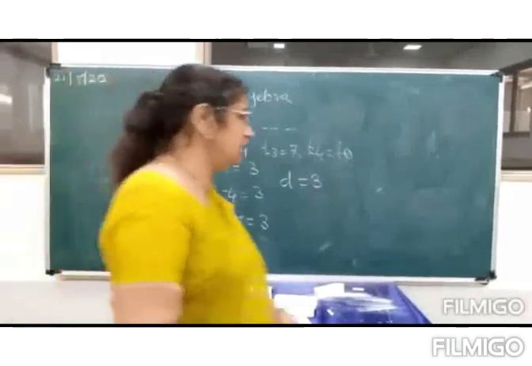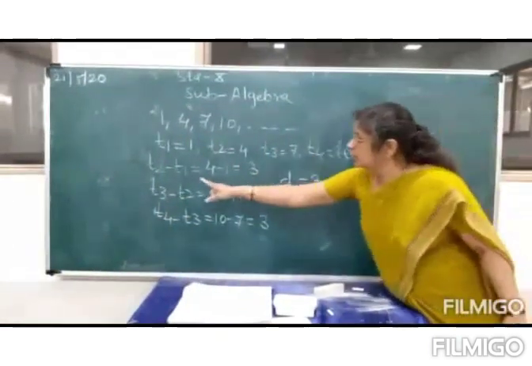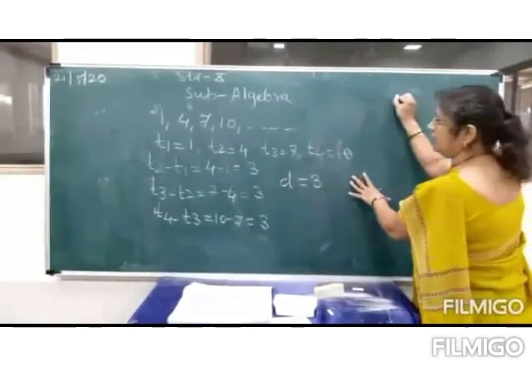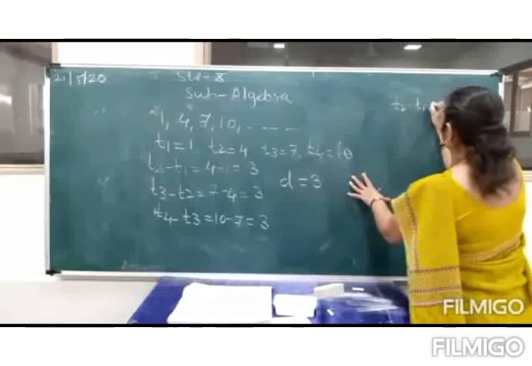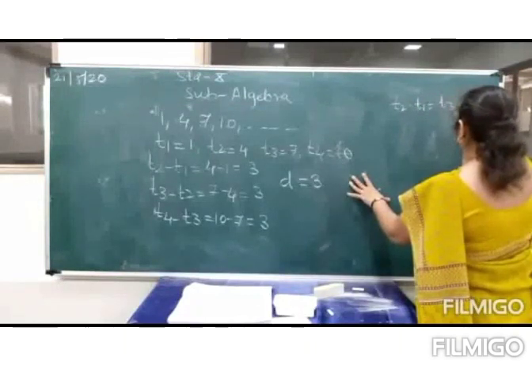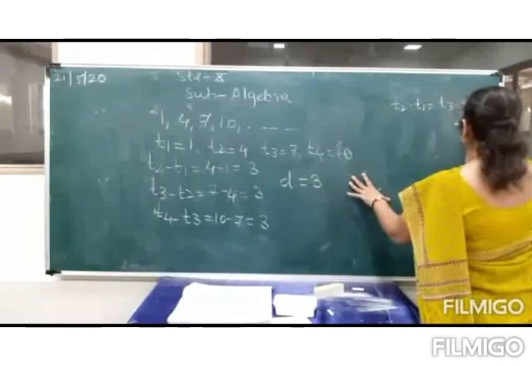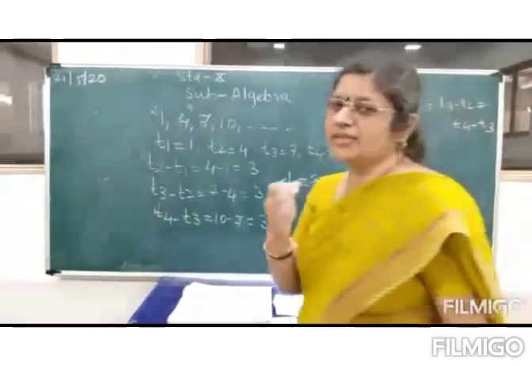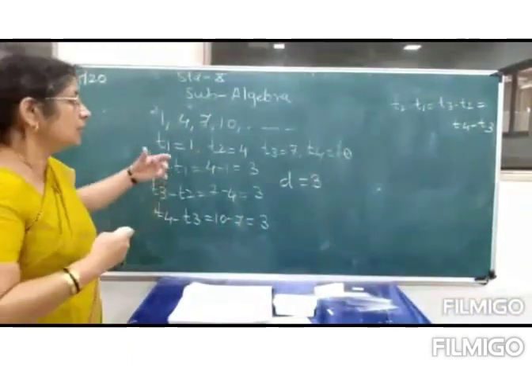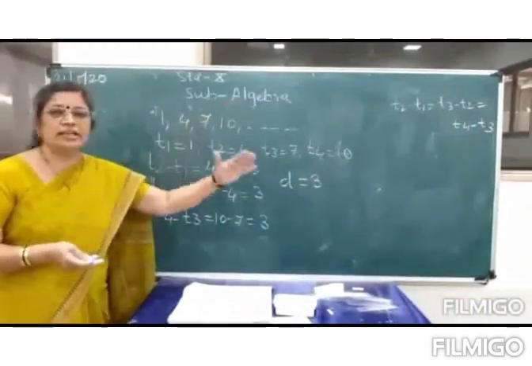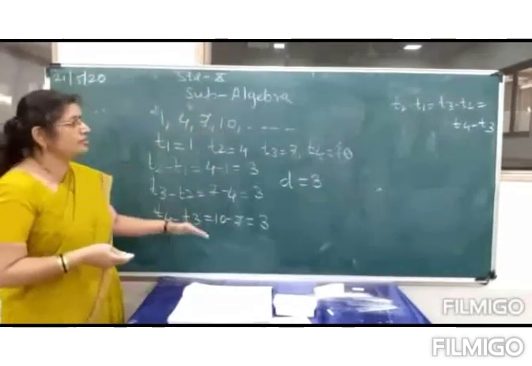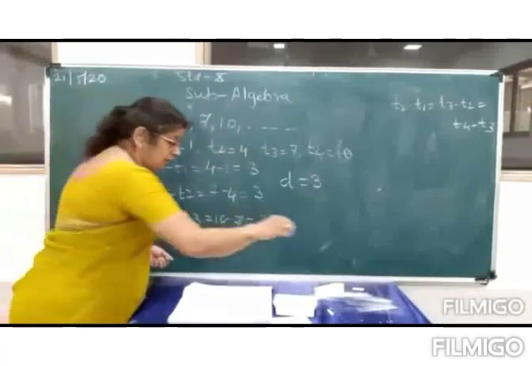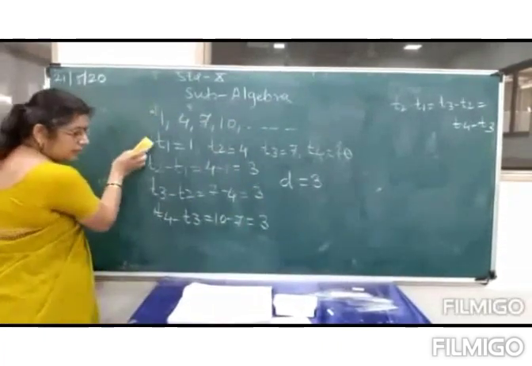And another method is, now see here what we have done: T2 minus T1, T3 minus T2, T4 minus T3. So another way of writing is T2 minus T1 is equal to T3 minus T2 is equal to T4 minus T3 is constant. Therefore, the given sequence is an AP. So either way you can write on the paper, and this way you can justify that the given sequence is an AP. Now, I'll explain another example.